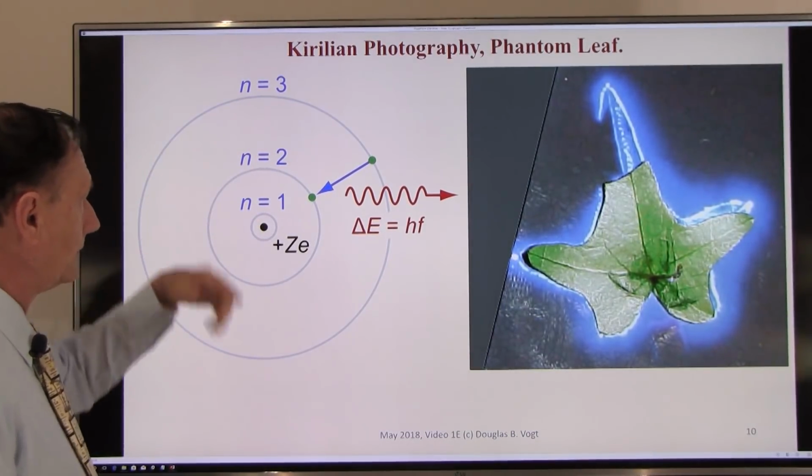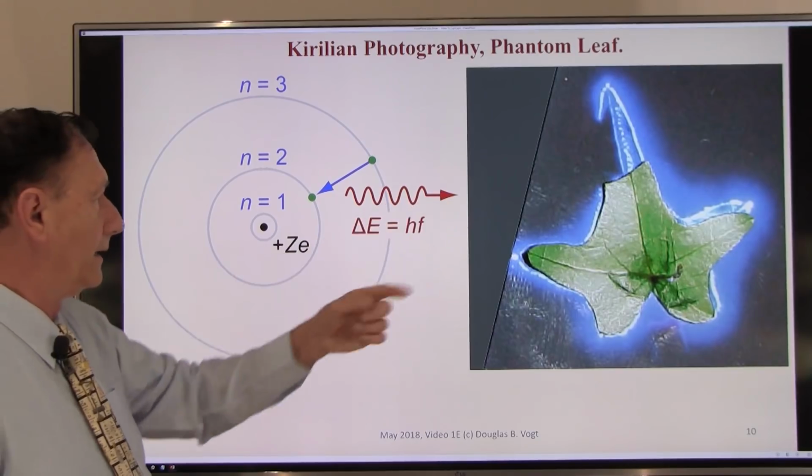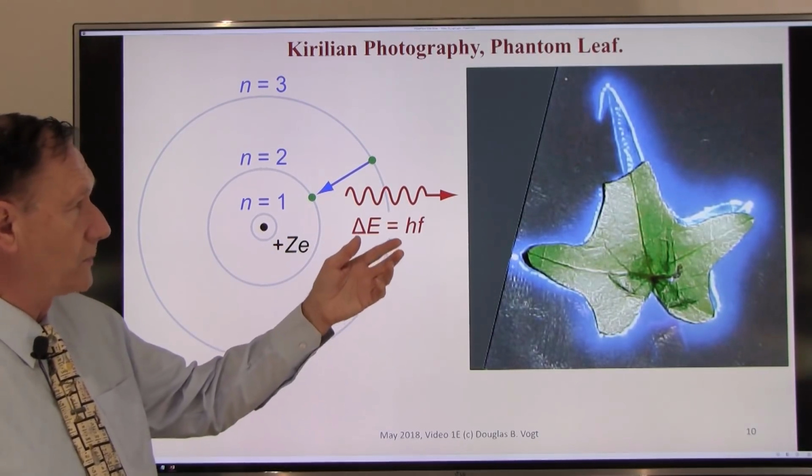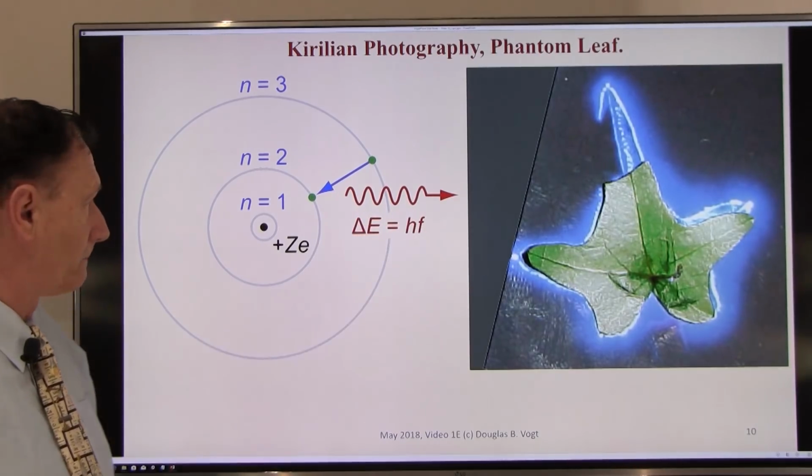So this model is obviously wrong. There's no matter there in the other ones, but you still see light, as witnessed by the fact that it shows up on the photograph.